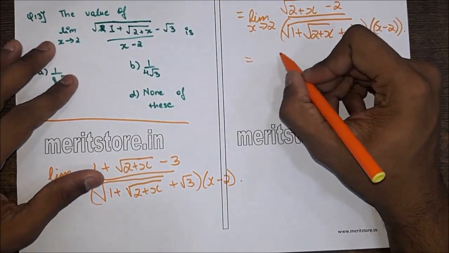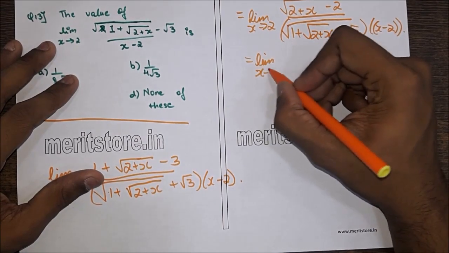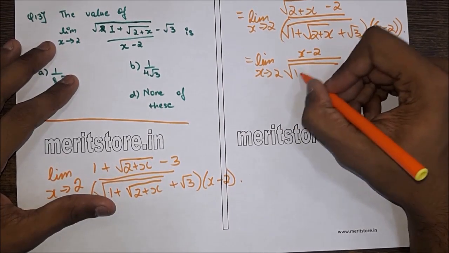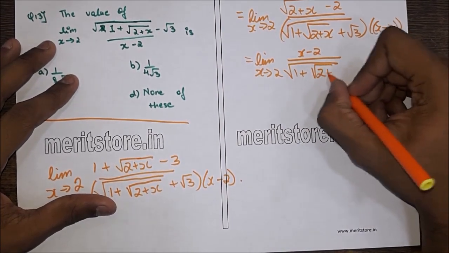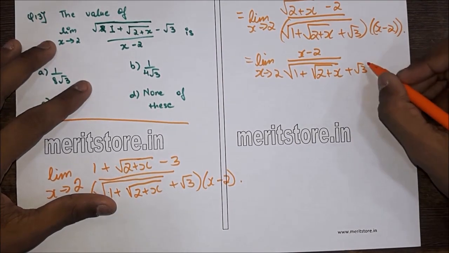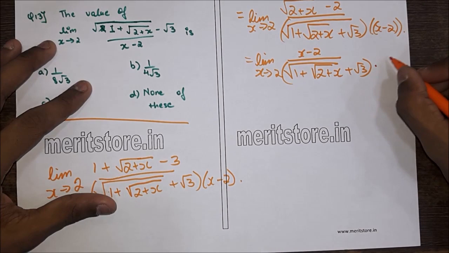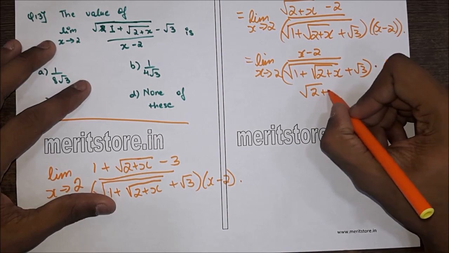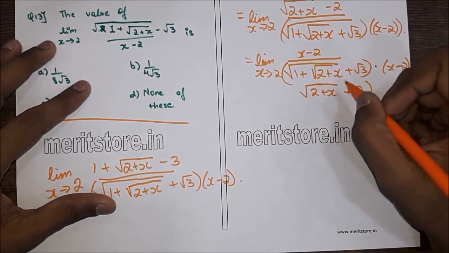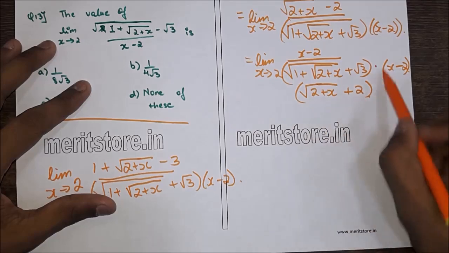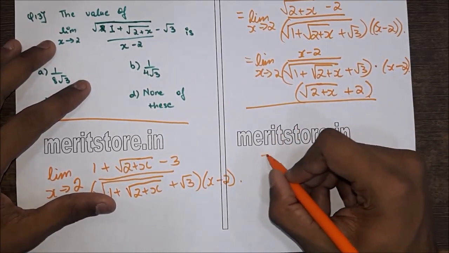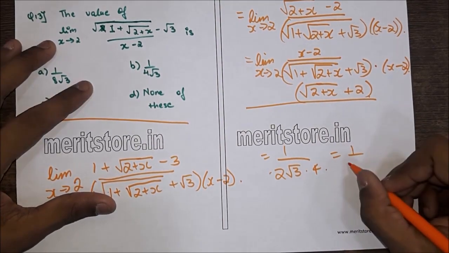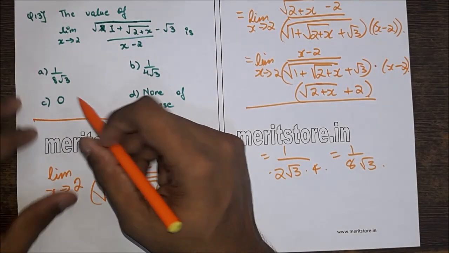Now we could solve this and write as limit of x tends to 2, x minus 2 upon root of 1 plus root of 2 plus x plus root 3, into x minus 2, into root of 2 plus x plus 2. Now applying limits on this whole term, we get 1 by 2 root 3 into 4. That is 1 by 8 root 3. It's option A.